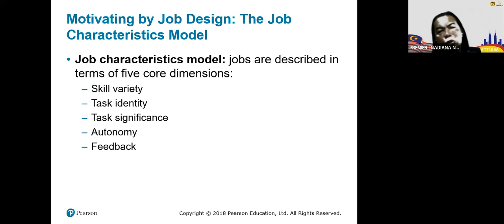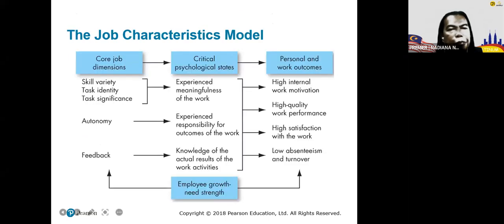And number four is autonomy. They have the autonomy to control how to do the job. And number five is feedback. They must give feedback. This is very important. Under the job characteristic model, they have five core dimensions. We see the core job dimensions: skill variety, task identity, task significance.